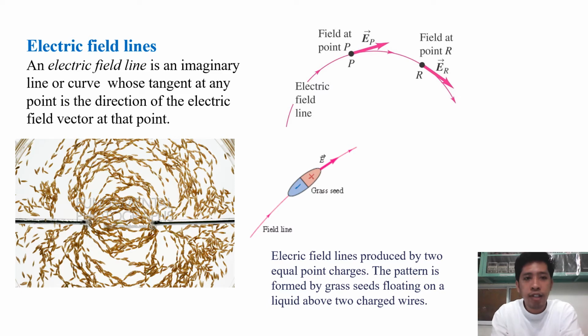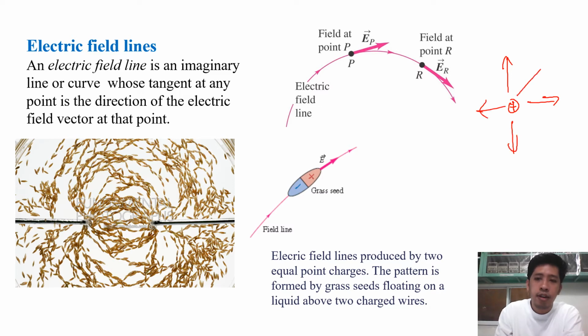Now, you have your electric field lines. Earlier you have seen that for your positive test charge, the electric field goes radially outward. So these lines here are what we call your electric field lines. An electric field line is just an imaginary line or curve whose tangent at any point is the direction of the electric field at that point. So even though it's imaginary, you can actually view it.